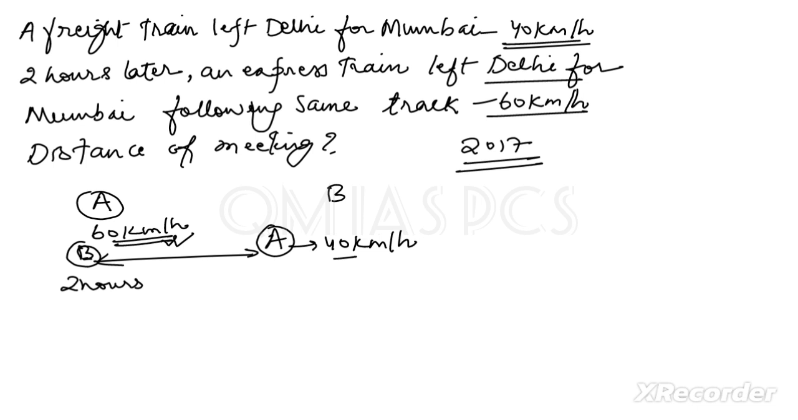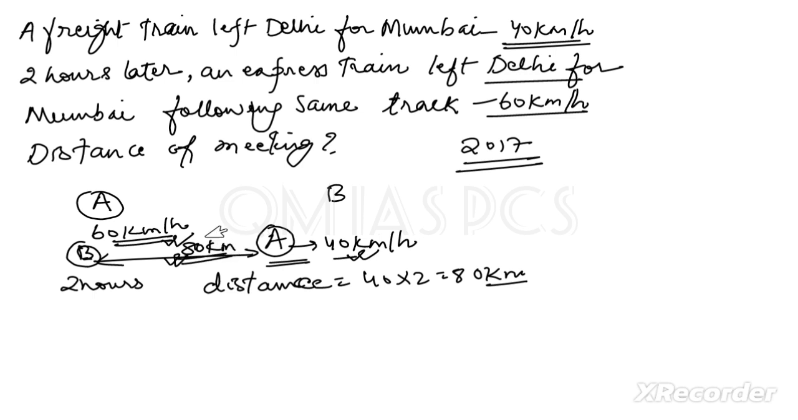Now what we have to find is how much distance the first train has covered in 2 hours. Distance is equal to speed multiplied by time. So 40 multiplied by 2 is 80 kilometers. So after 2 hours it will be at 80 kilometers. Got the point? You got this one?